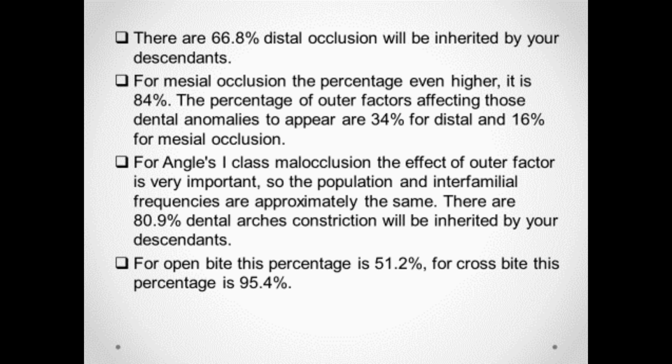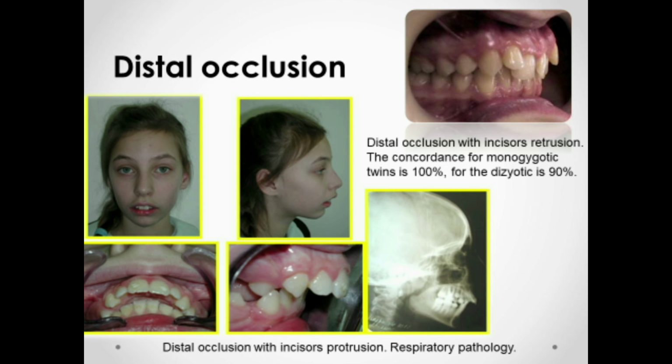The vertical proportions are more genetically affected than the sagittal proportions. The concept of polygenic heredity of distal occlusion is already proved. The results of twin studies show that the indicator of importance of heredity is the highest for distal occlusion with incisor retrusion. The concordance for monozygotic twins is 100%. For dizygotic twins it is 90%.